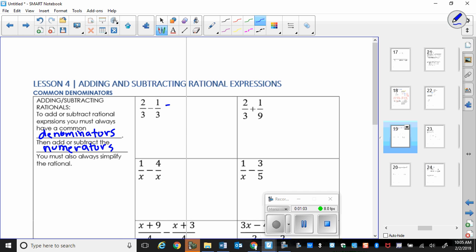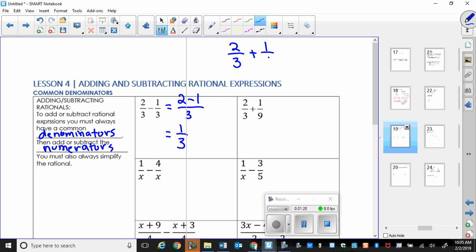For problem number 1, the denominator is the same. We have 3 on the bottom, it just slides over, and then I have 2 minus 1. This equals 1 over 3. All right, problem number 2, the denominators are not the same, but you could do two things.